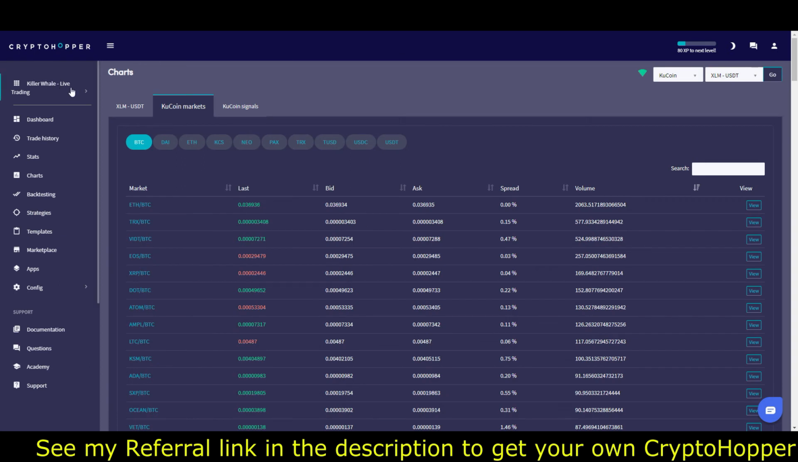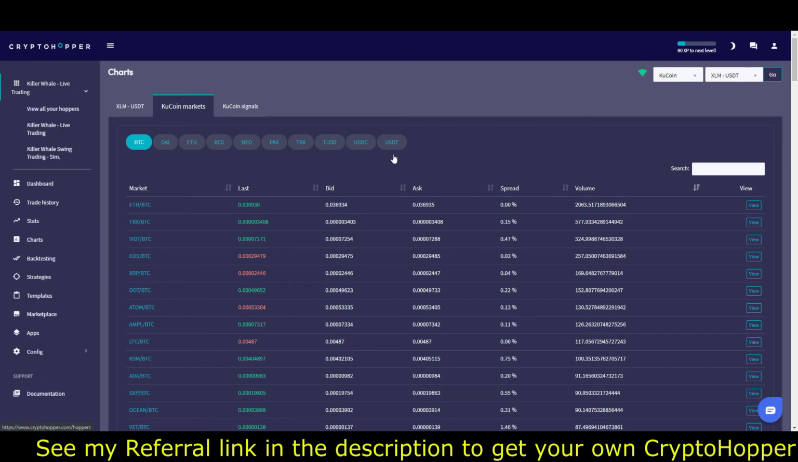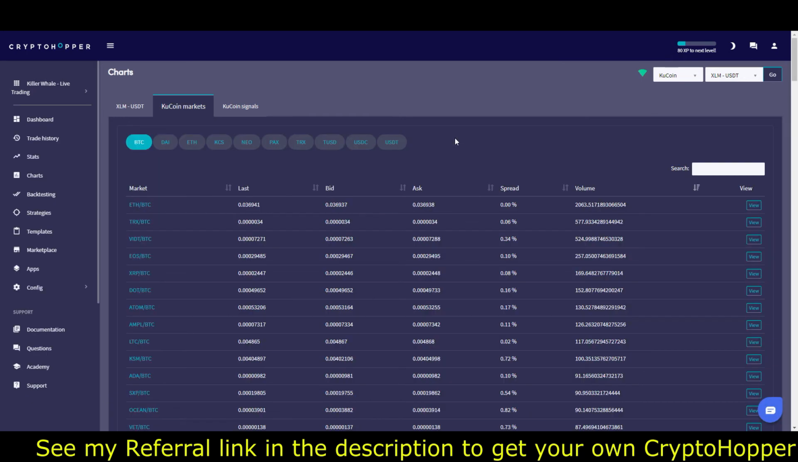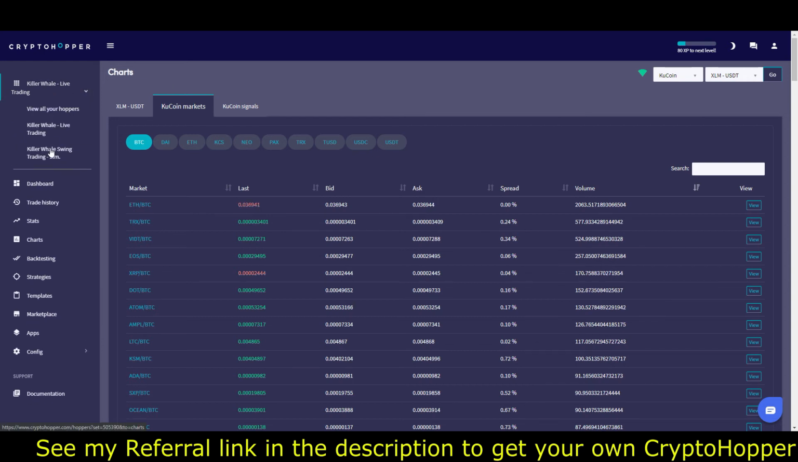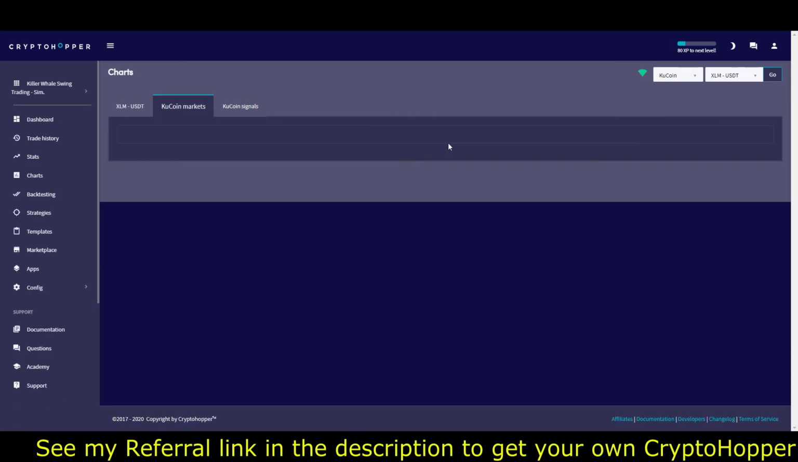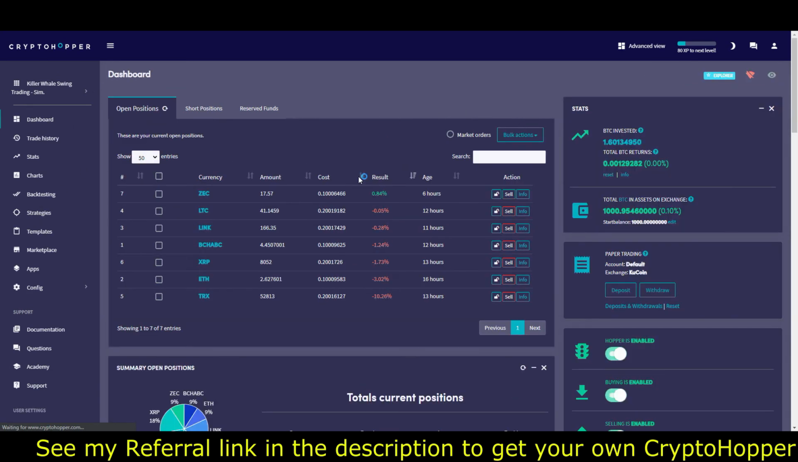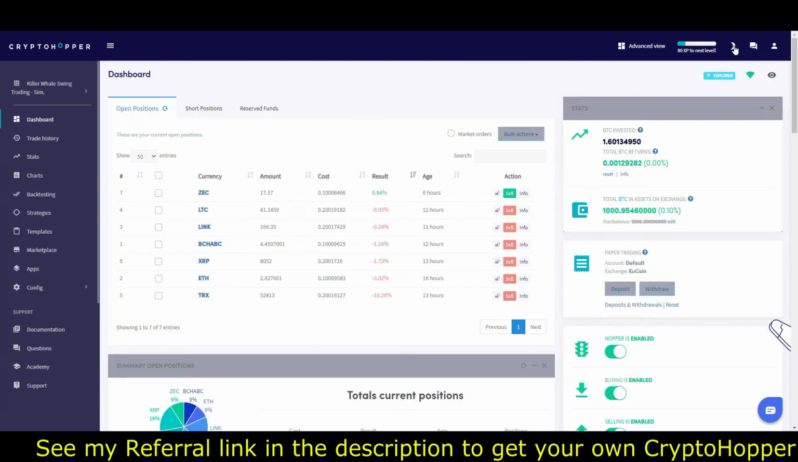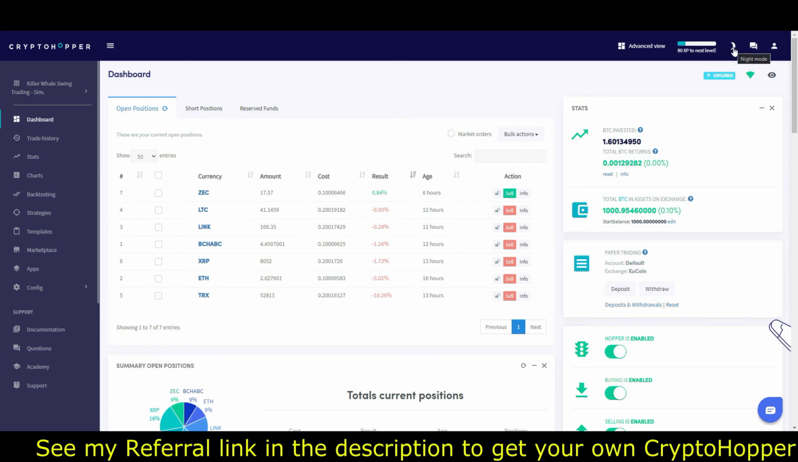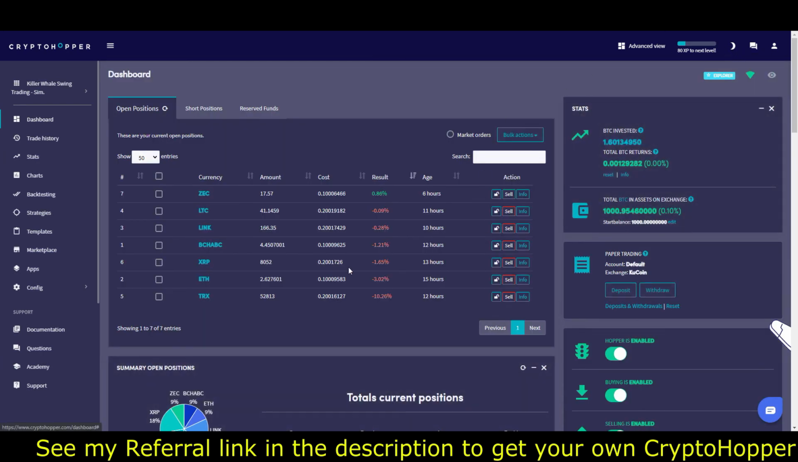Just looking over that. So I had the live trading, which is the free trading strategy. I had that set up. And then you also got this swing trading strategy. You can also go from night mode to daylight mode. Just darkens everything up.